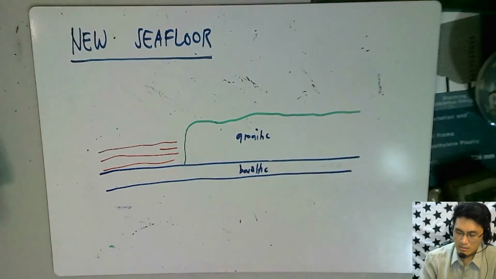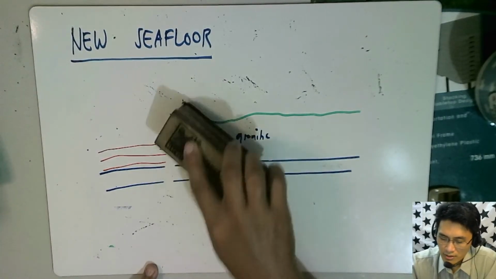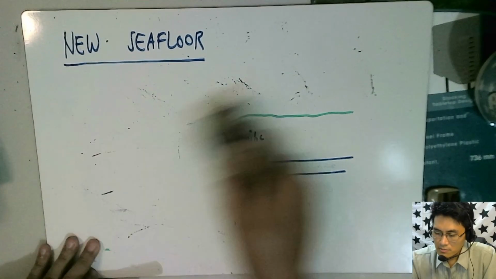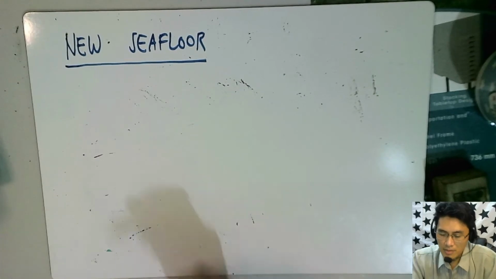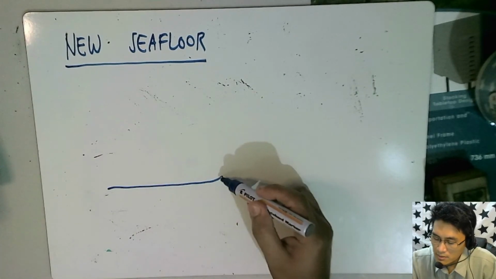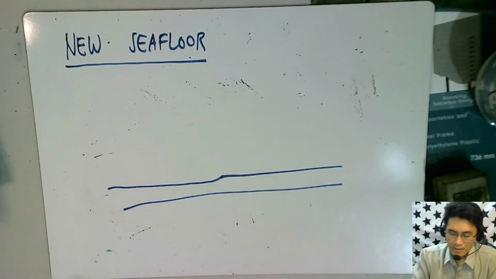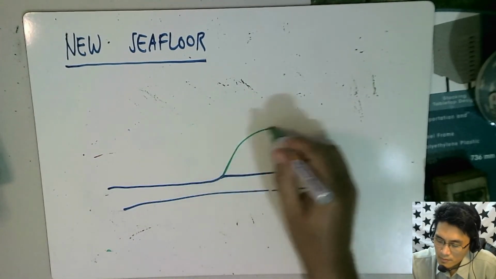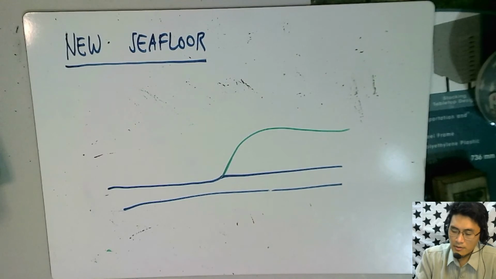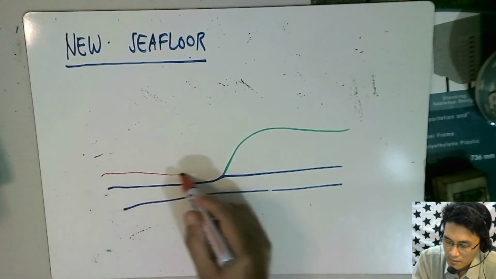Or maybe I did not draw that correctly, so let me change that. So maybe it's like this, right? Like that. And then you have the sea here.